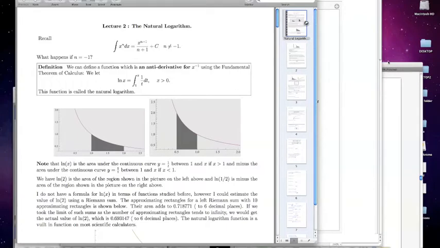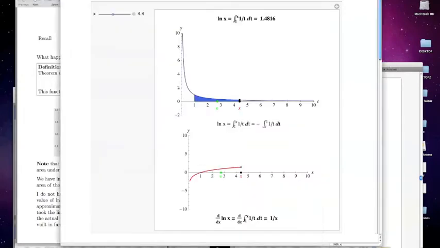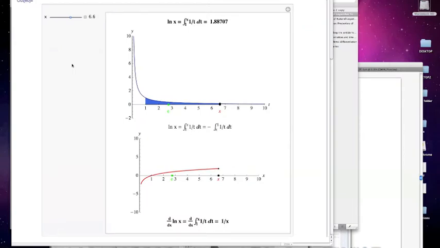Let's have a look at what the graph looks like using Mathematica. We can create a picture of the natural logarithm using Mathematica. By definition, the natural log of x is the area under the curve y equals 1 over t, shown here in blue, between 1 and x when x is bigger than 1. So for x bigger than 1, for example, x equals 7.62, the natural log of 7.62 is the area under this curve, y equals 1 over t, between 1 and 7.62.